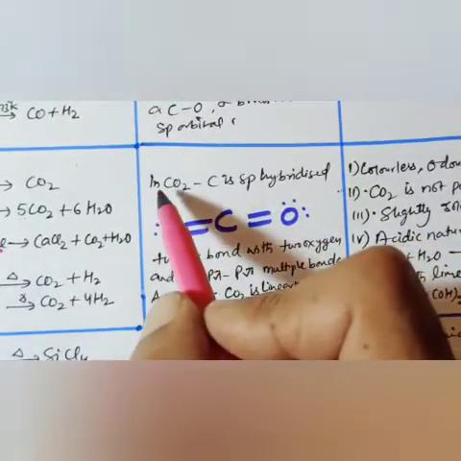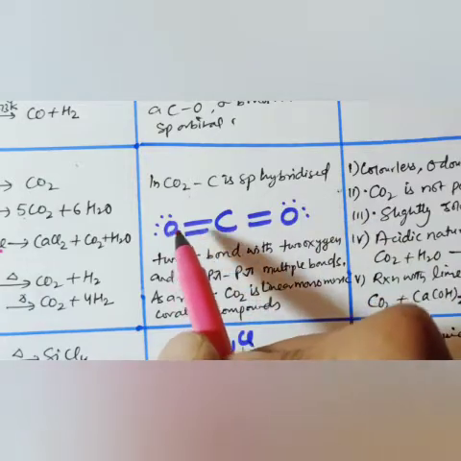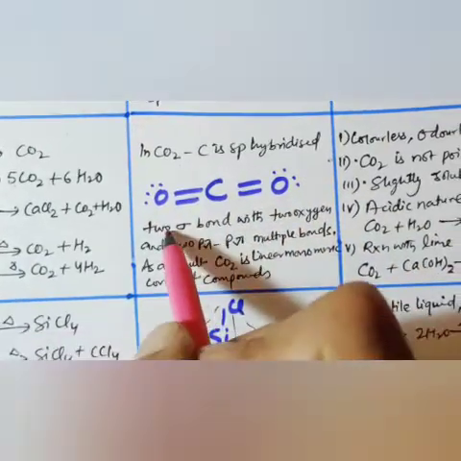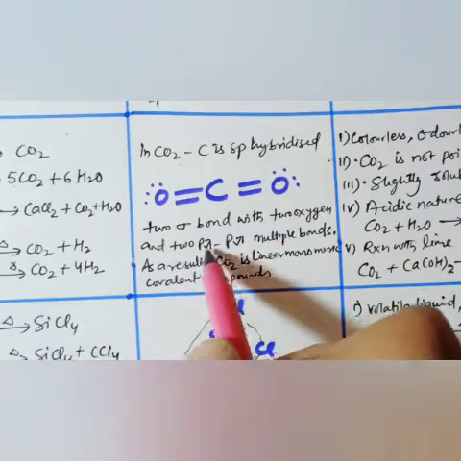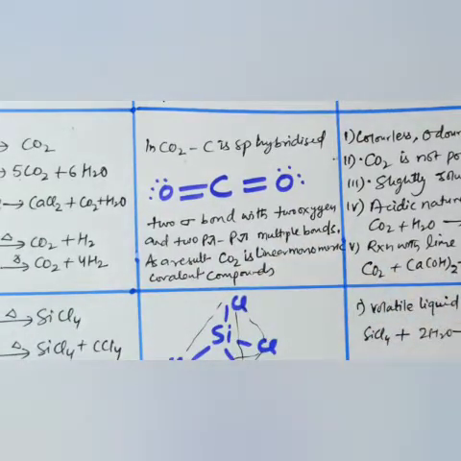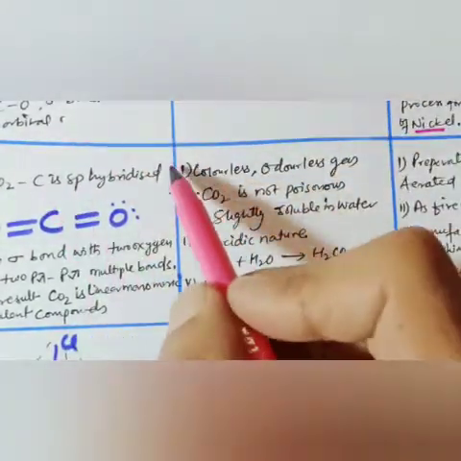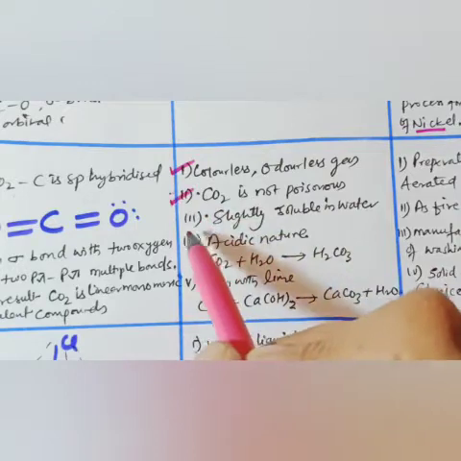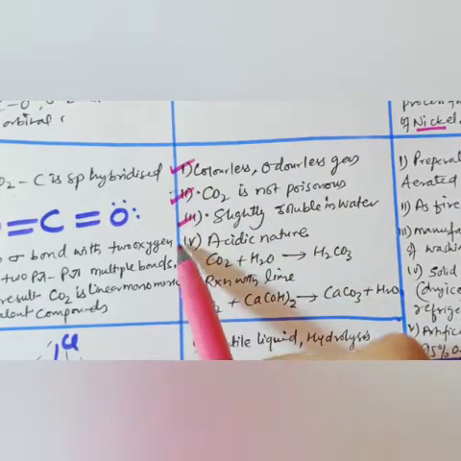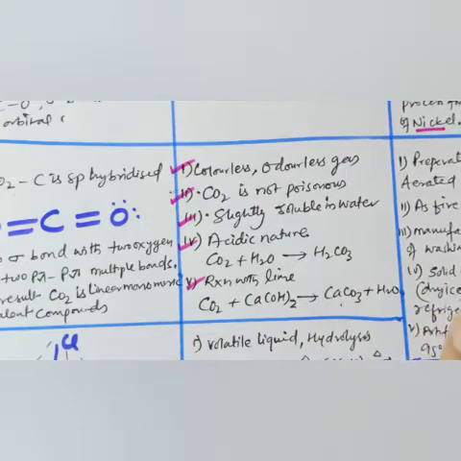Now if we talk about the structure, in carbon dioxide C is sp hybridized, and between carbon and oxygen there is a double bond: 2 sigma bonds with 2 oxygens and 2 pi bonds. As a result, carbon dioxide is a linear, monomeric covalent compound. Now the properties. It is a colorless, odorless gas. Carbon dioxide is non-poisonous and slightly soluble in water. It is acidic in nature, and its reaction with lime gives limestone.